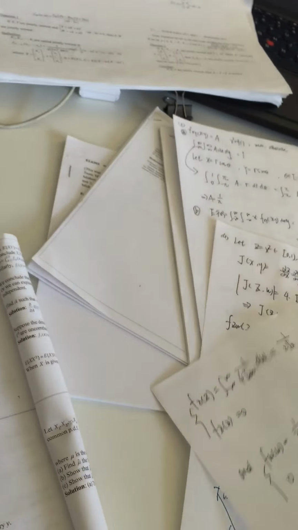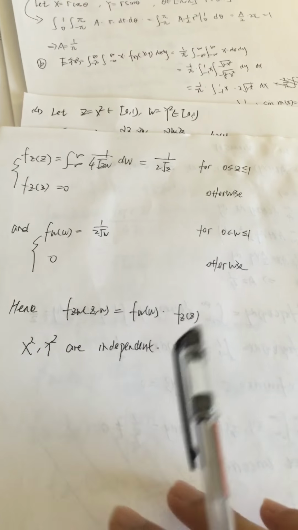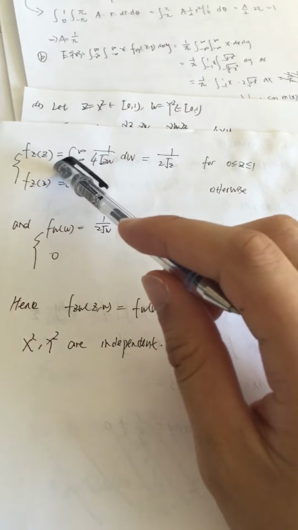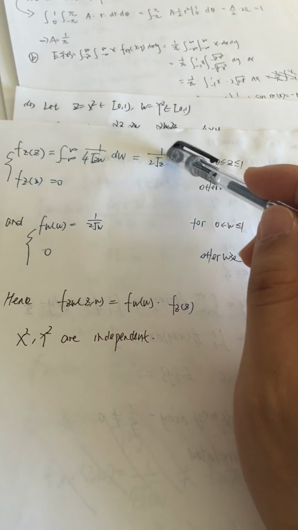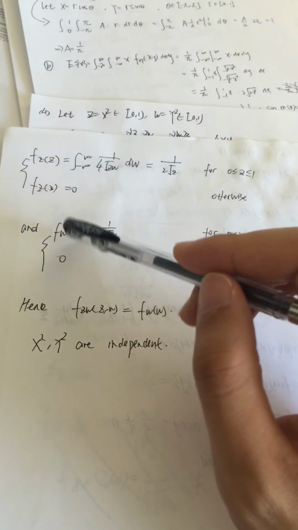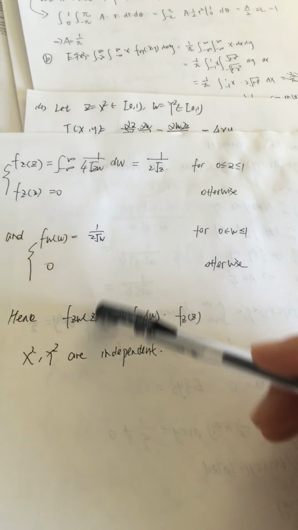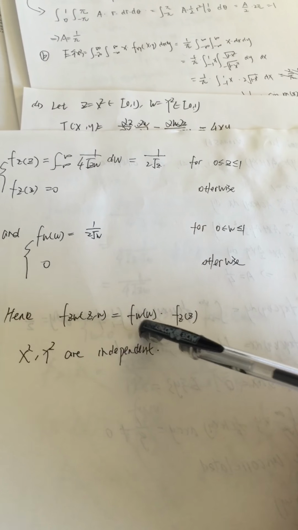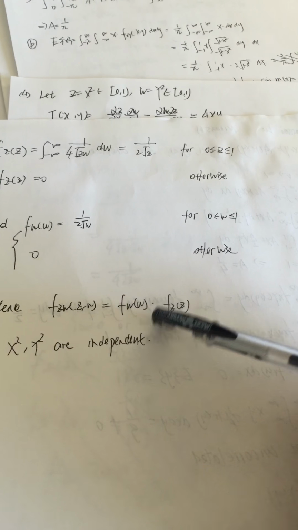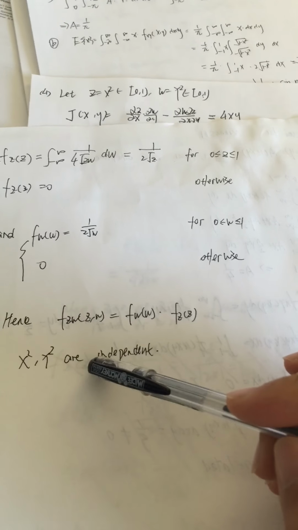So we need to prove whether they are independent. According to the definition, we get f(z) equal to 1/2 times 1/sqrt(z), and f(w) equal to 1/2 times 1/sqrt(w), which makes f(z, w) equal to f(w) multiplied by f(z). So X squared and Y squared are independent.